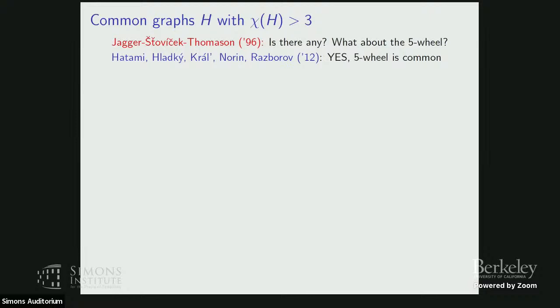And it was proven roughly 10 years ago by Hamed Hatami, Jan Hladký, Dan Král', Sergey Norin, and Razborov. And from today's point of view, it's a straightforward application of the flag algebra method, so in particular, it does rely on some computer assistance. And my understanding is that the flag algebra proof is the only way we know that the 5-wheel is common.